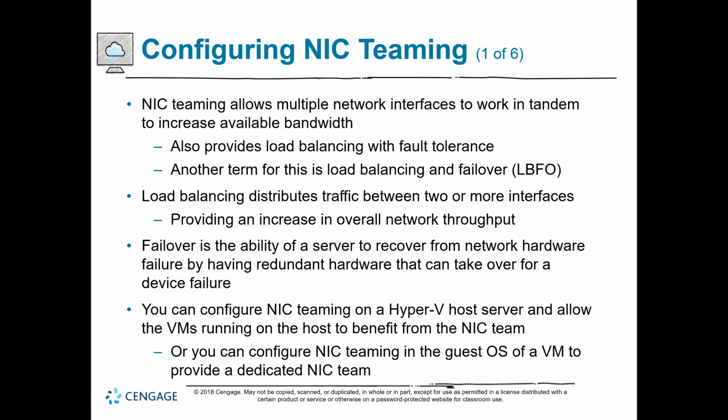Load balancing distributes traffic between 2 or more interfaces, providing an increase in overall network throughput. Failover is the ability of a server to recover from a network hardware failure by having redundant hardware that can take over for a device failure. You can configure NIC teaming on a Hyper-V host server and allow the VMs running on the host to benefit from the NIC team. Or you can configure NIC teaming in the guest OS of a VM to provide a dedicated NIC team.